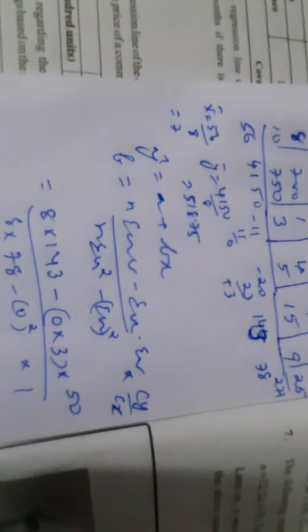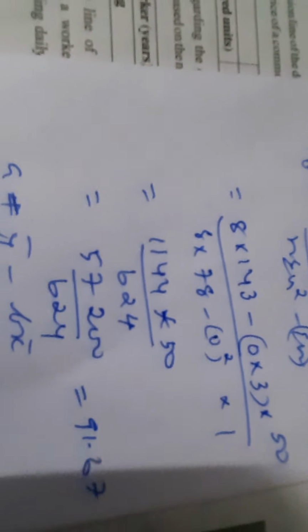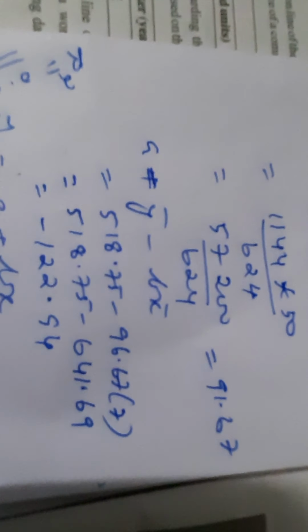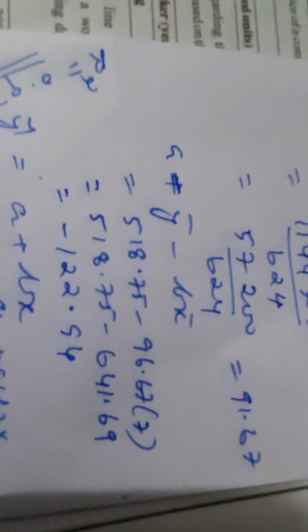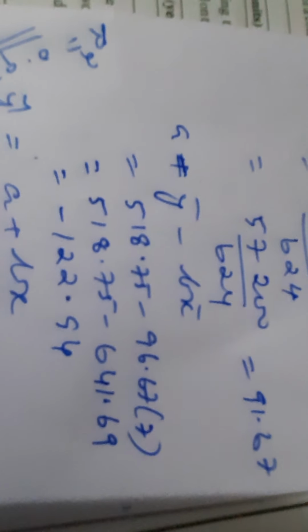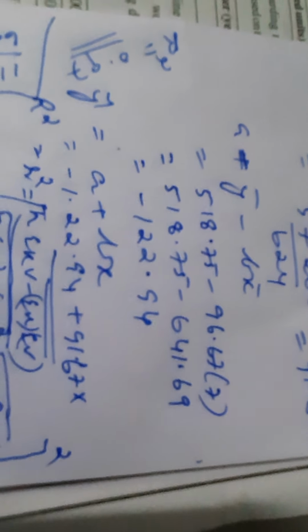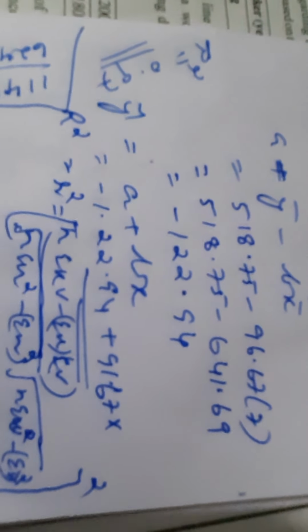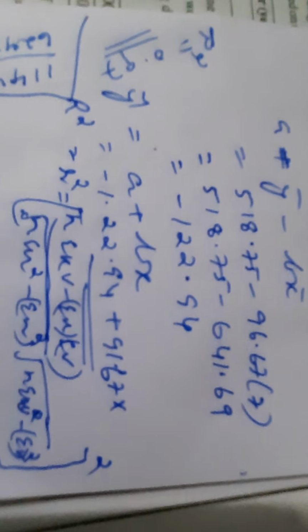Then cx is 1 only, so we proceed and get b as 91.67. Then a is equal to y bar minus b x bar, so we get minus 122.94 as a. Now y cap is equal to a plus bx. When you do a plus bx, we get the equation like that. Now we are asked to find out r squared.